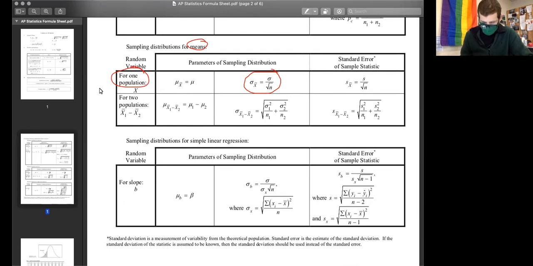We're not going to look at linear regression. This is literally the last unit that we talk about. We'll be able to cover it, but if that looks complicated, it isn't that complicated in practice based on what AP expects of us.